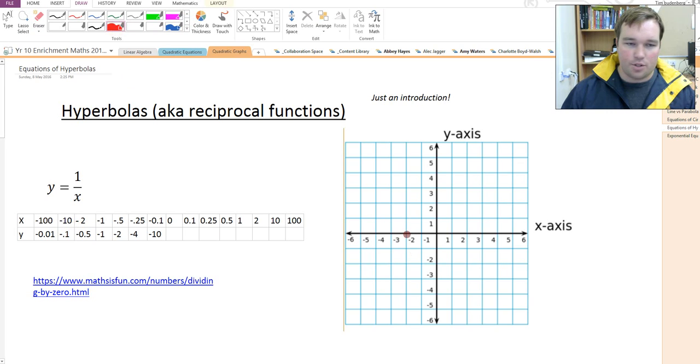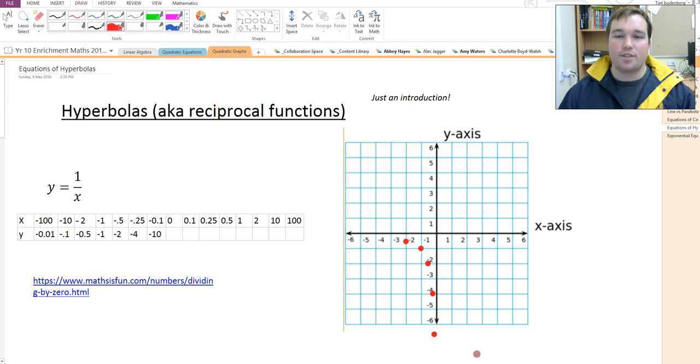When x is minus 2, y is minus a half. When x is minus 1, y is minus 1. Minus a half, minus 2. Minus a quarter, minus 4. Minus 0.1, minus 10. You can see that that graph is going to go very, very, very close to the y-axis, but never actually touch it.